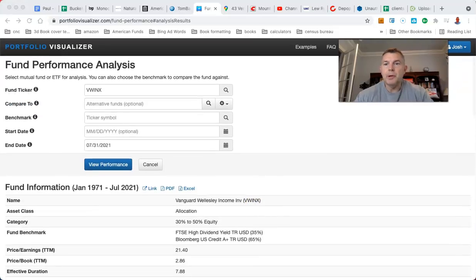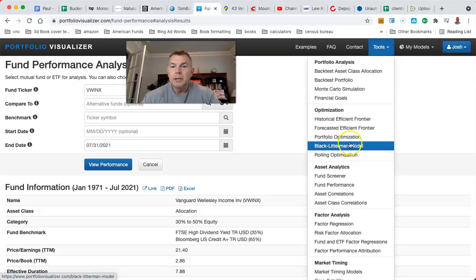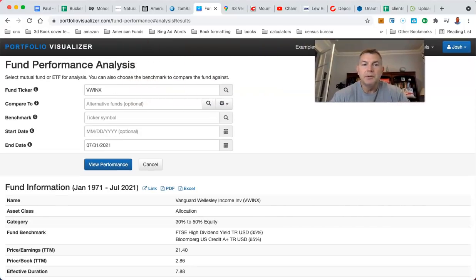All right, so I got a premium membership of Portfolio Visualizer. You can see my name, Josh, and we're going to go to Tools, and I'm going to do the Fund Performance. And then we're going to put Wellesley Fund in there, and Wellesley was born the same month and year as me, July of 1970. So Wellesley's my twin brother from another mother. All right, so what we're going to do is say, okay, Wellesley, what have you done historically since 1970, or actually 1971 for the first full calendar year?